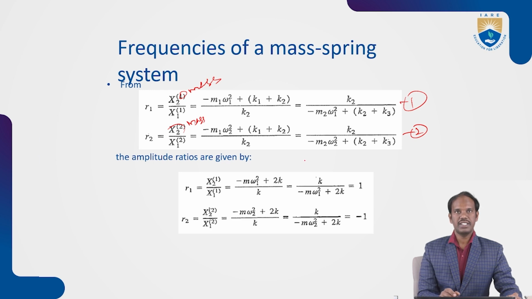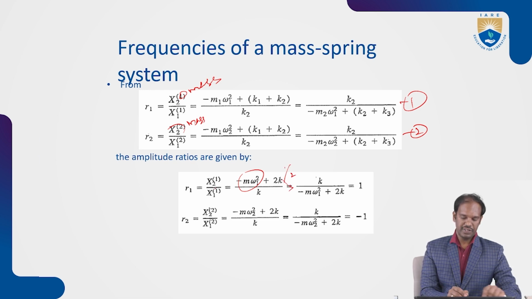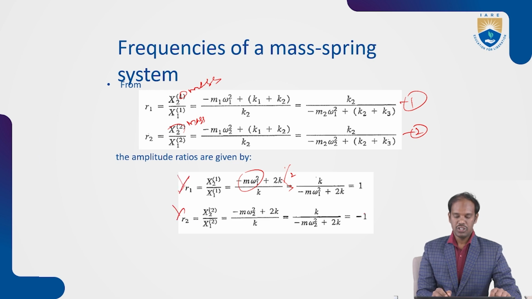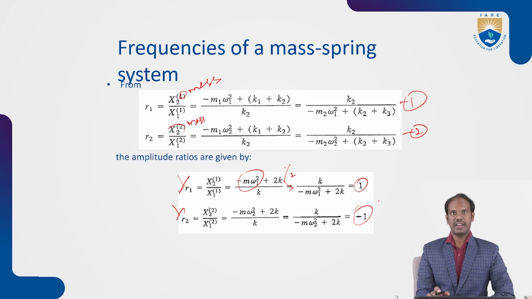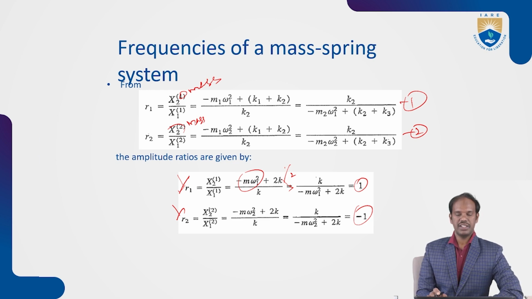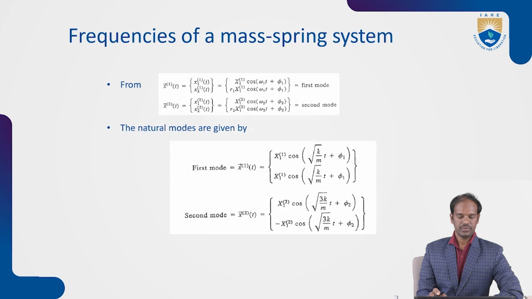Now the amplitude is given by m1. It will be taken as minus m1 into omega 1 plus 2k by k equals 2, which will be k into 1 by this one. So it will give minus 1 plus 1, following the previous equations.